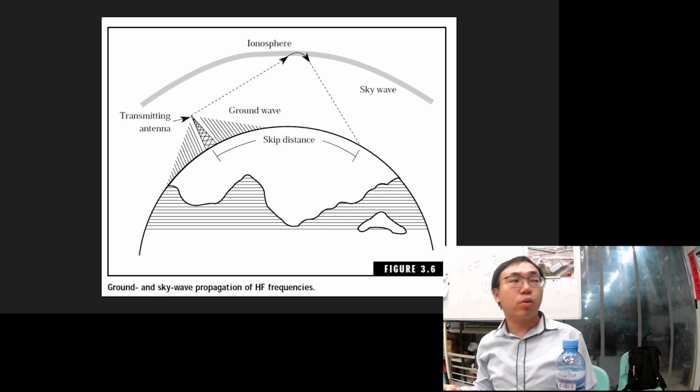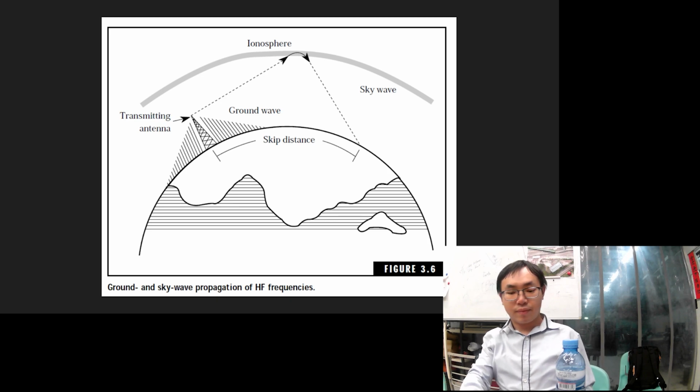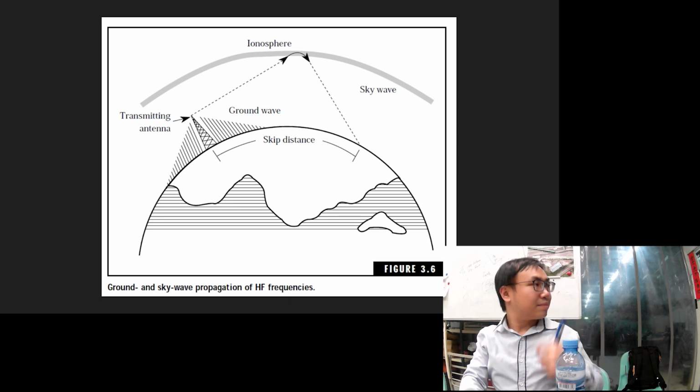Okay. That's why you can see that we can receive a signal here, right? So that's why we call this one the skip distance. You see that this diagram and the one on the whiteboard are equivalent.